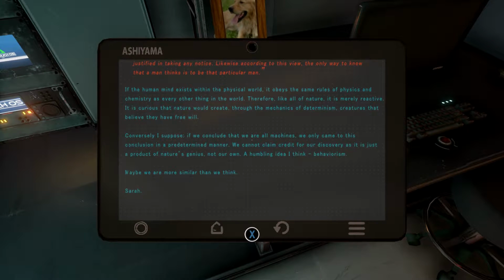Conversely, I suppose if we conclude that we are all machines, we only come into this conclusion in a predeterminate manner. We cannot claim credit for our discovery, as it is just a product of nature's genius, not our own. Humbling idea, I think, behaviorism. Maybe we are more similar than we think.